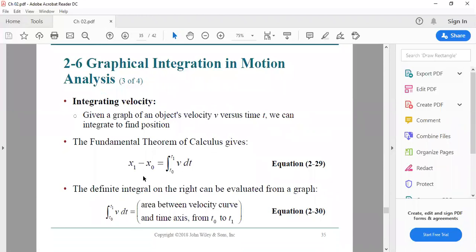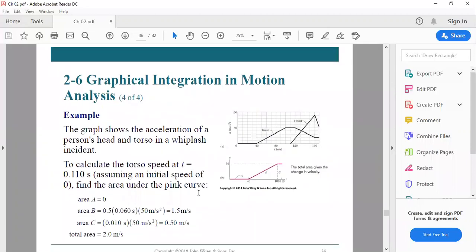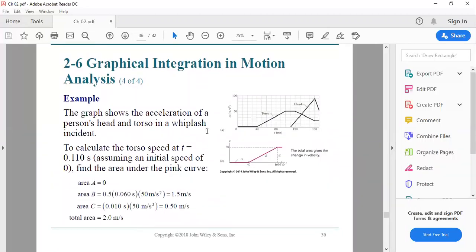Velocity is going to run very much along the same lines. If you integrate velocity with respect to time from t0 to t1, that's going to give you the displacement. It's going to give you the difference between x1 and x0. So, for example, the graph shows the acceleration of a person's head and torso in a whiplash incident. To calculate the torso speed at t equal to 0.110 seconds, assuming the initial speed of 0, find the area under the pink curve.